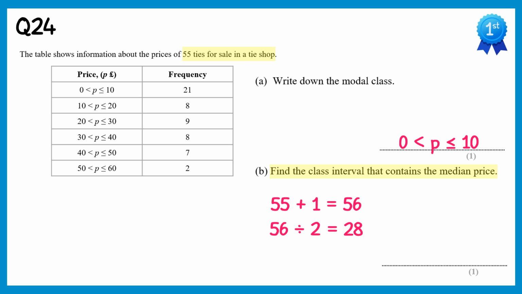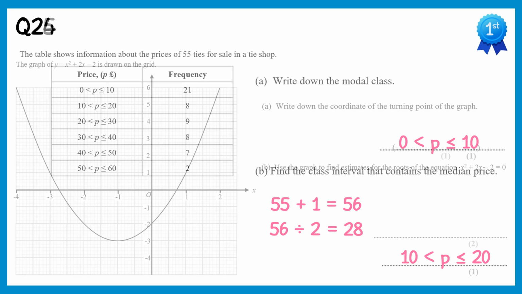So we look down the prices until we hit the frequency total of 28. Starting with this first group here, we've got 21, so that's not 28. Then if we add in the next group, that's 8 more, that gives us 29. So we've now gone past the 28th tie, so the 28th tie must be in this group. So the answer to the interval that contains the median is this interval here, so we just write our answer as 10 is less than p is less than or equal to 20.